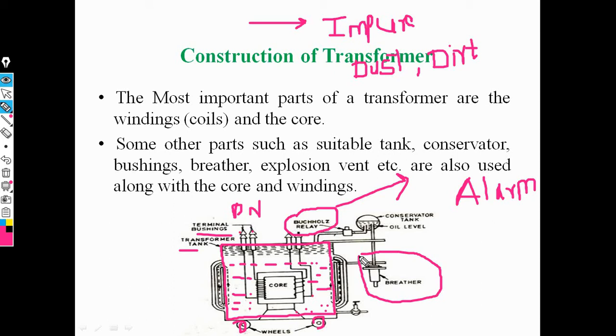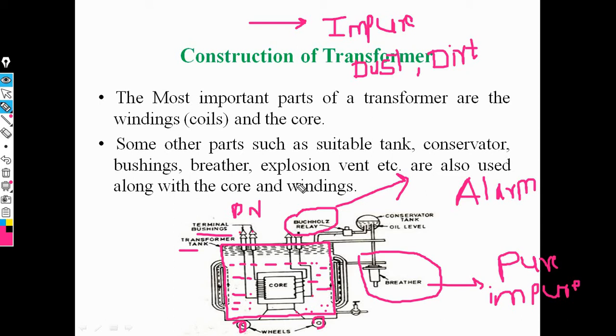The breather is a device in which we place silica gel. The silica gel gives proper indication of whether the oil is pure or impure. The breather also gives indication of whether the transformer oil is pure or impure with the help of silica gel. Silica gel also acts as a protective device for the transformer oil.